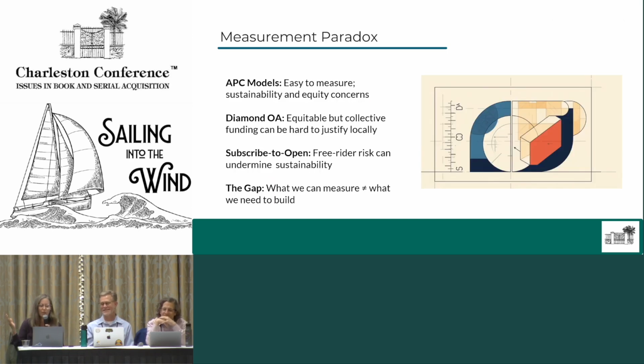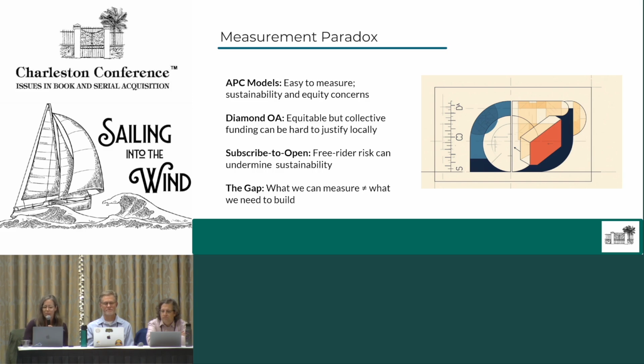Within all of this, we're also facing what the three of us have been informally calling the measurement paradox. The OA models easiest to measure for local impact may actually be in some ways the least sustainable and equitable, while alternative models can be really difficult to quantify for local needs using the existing frameworks and data that we're all collecting.